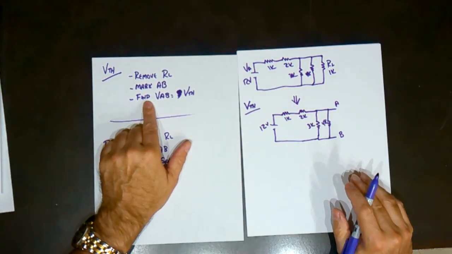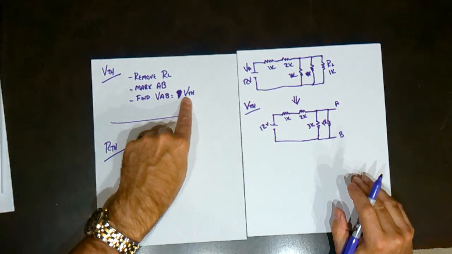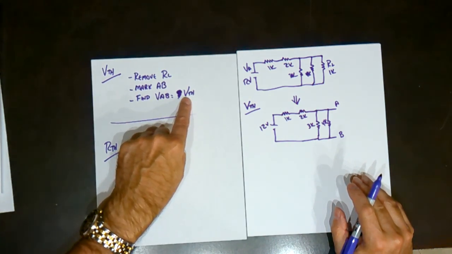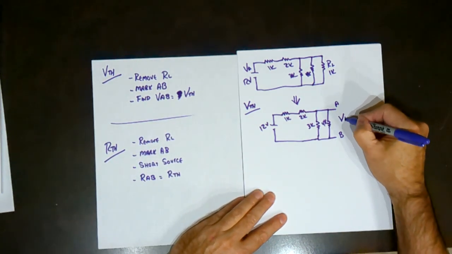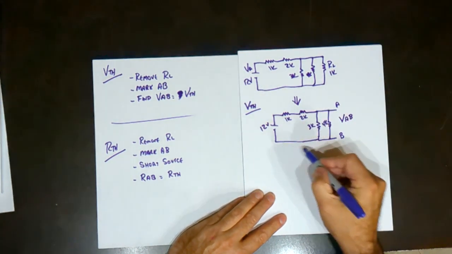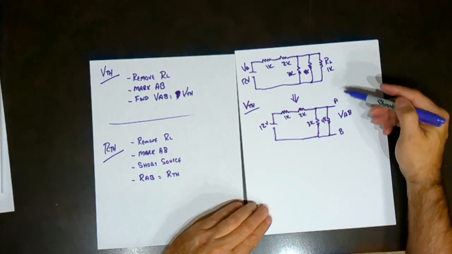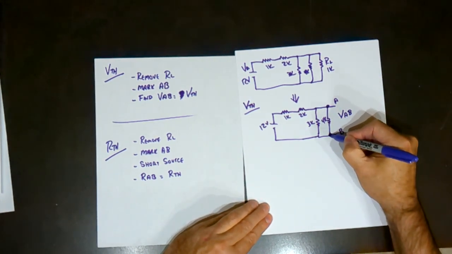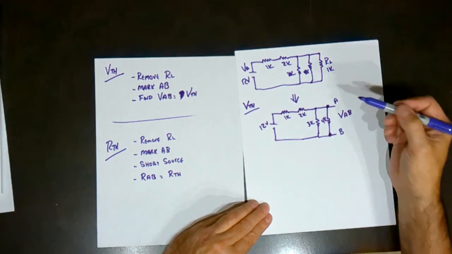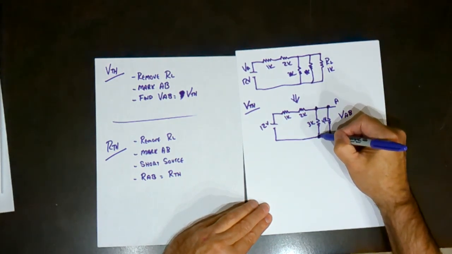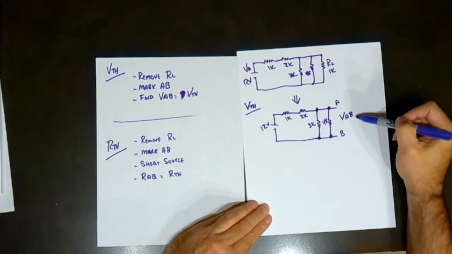The next step says find the voltage from A to B, and that's Thevenin's voltage. So what we're going to do is we're going to try and find the voltage from A to B in this circuit. In this particular example, A is here, B is here, so the voltage is going to be across that 4K resistor. Or you can see it's also across that resistor because the two of them are in parallel. But that's the voltage we're looking for.